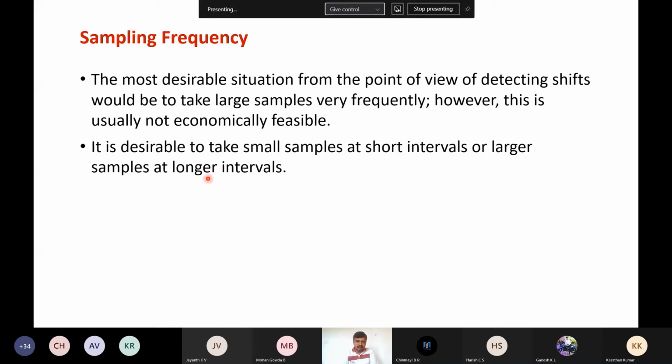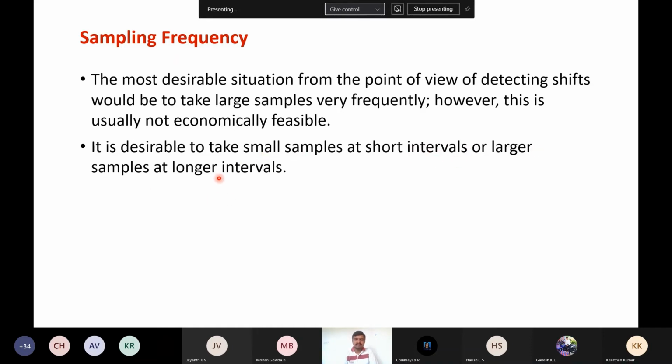This is to trade off between economic feasibility and quality. If you are taking small samples, for example, out of 100 picking only one unit for inspection, then you can go for short intervals. That means instead of evaluating 4 out of 100 units after 1 hour, you can evaluate 1 unit after every 15 minutes of production. That is small samples at short intervals.